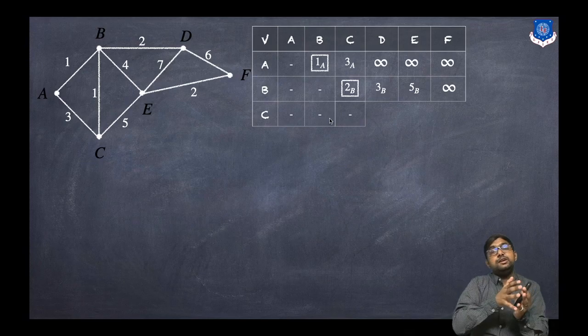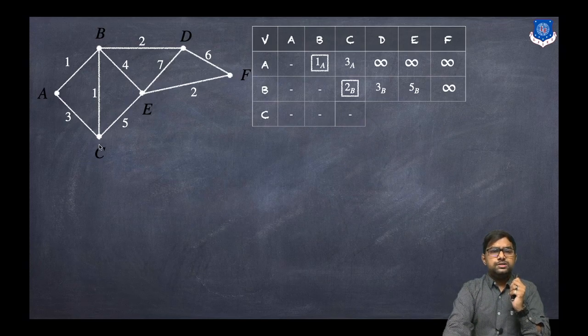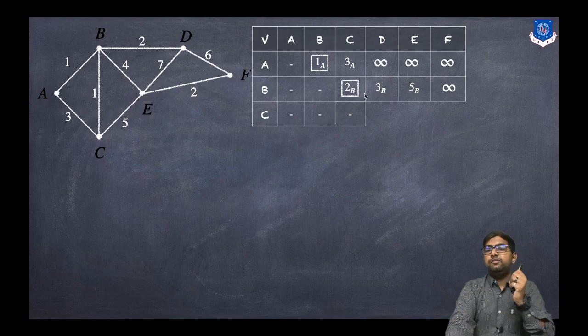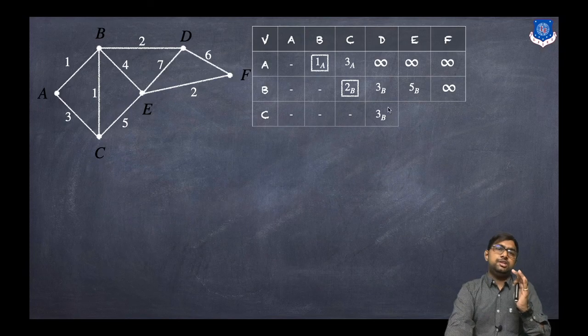Now from C to all these other points. Now C to D. As there is no direct edge, we will write infinite, but it is the shortest path. We've already got this 3B. Okay, that is the shortest one. So it will be like this, 3B. The minimum of infinite and 3B is 3B, so I'll just write 3B.